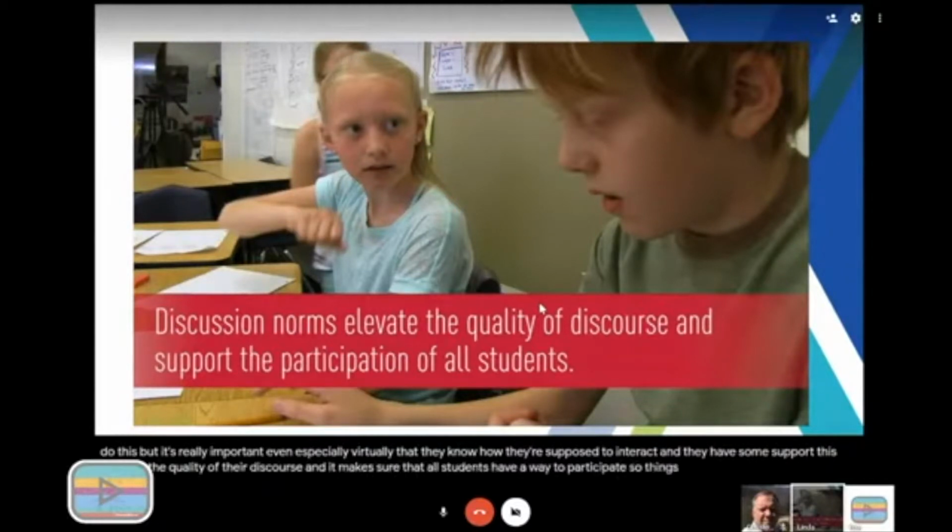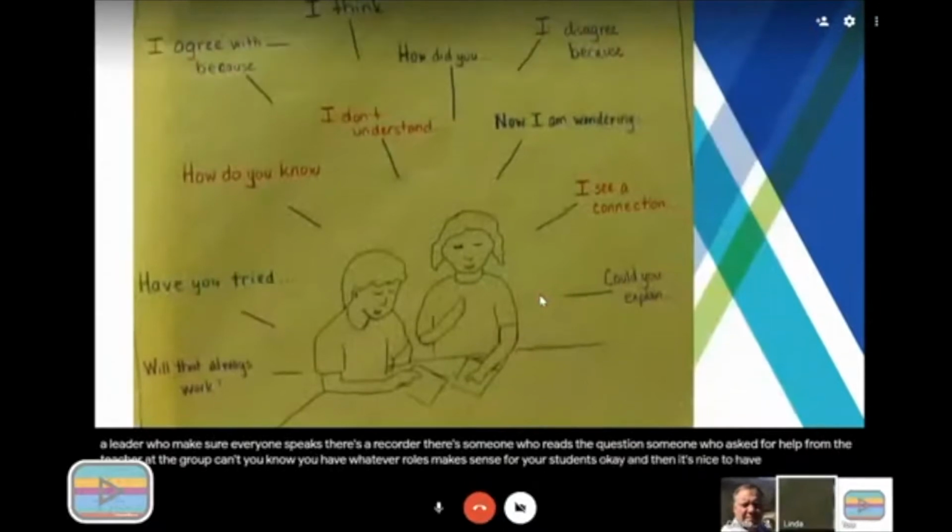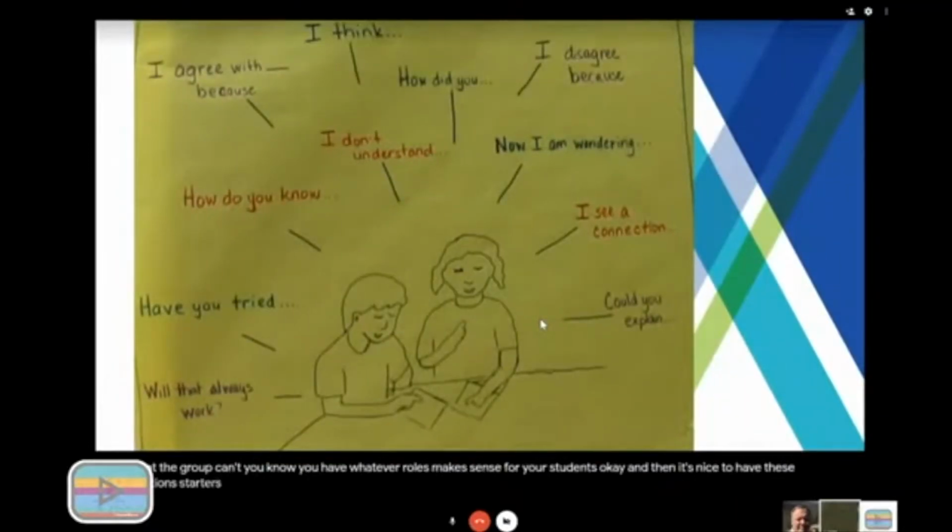So things like giving students roles. There's a leader who makes sure everyone speaks. There's a recorder. There's someone who reads the questions, someone who asks for help from the teacher if the group can't. You have whatever roles make sense for your students. Okay, and then it's nice to have these conversation starters. So if you're in your classroom, you would probably have a chart up and you would refer to these before you begin this portion of the Grapple.